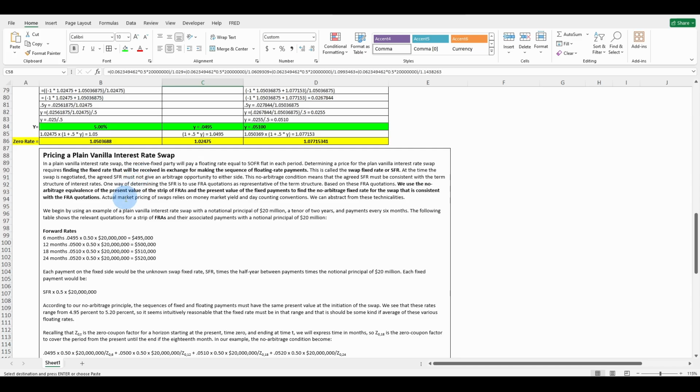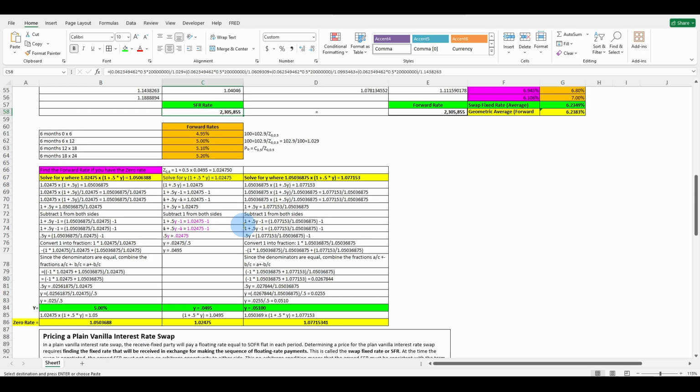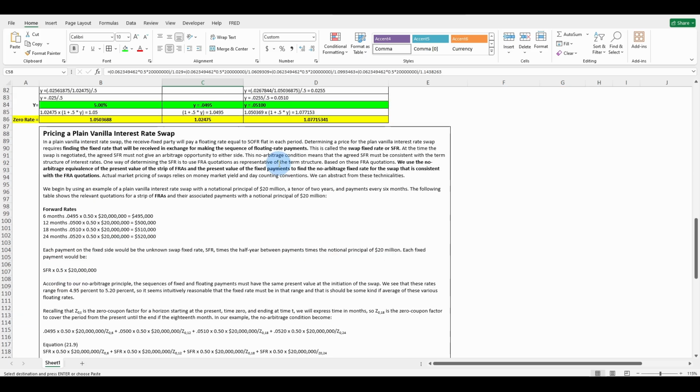At the time the swap is negotiated, the agreed SFR must not give an arbitrage opportunity to either side. This no arbitrage condition means that the agreed swap fixed rate must be consistent with the term structure of interest rates. One way of determining the SFR is to use FRA quotations as representative of the term structure. This was given. We're working off that information along with this information which was given.